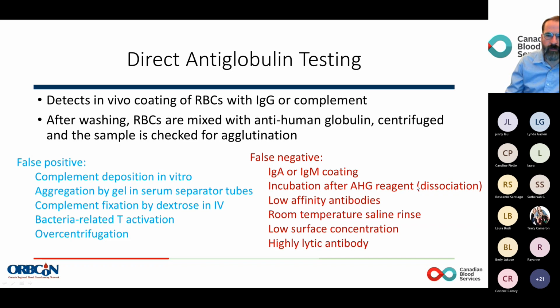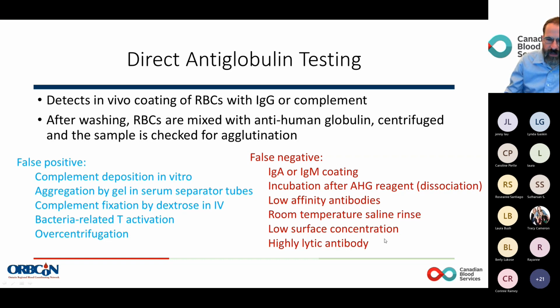Some antibodies, autoantibodies, can be low affinity, so they don't stick very well to the red cell surface. And it takes very little manipulation in the test tube, for example, room temperature saline rinses, to just wash them off. So they actually are stuck to the red cells, but by the time you test them, they're gone because of the storage or the way that they're treated and handled. So that can lead to a false negative.